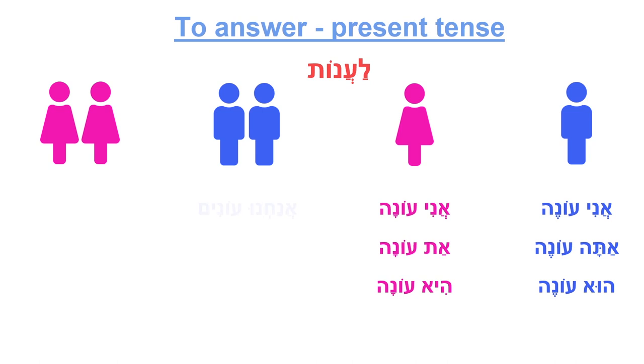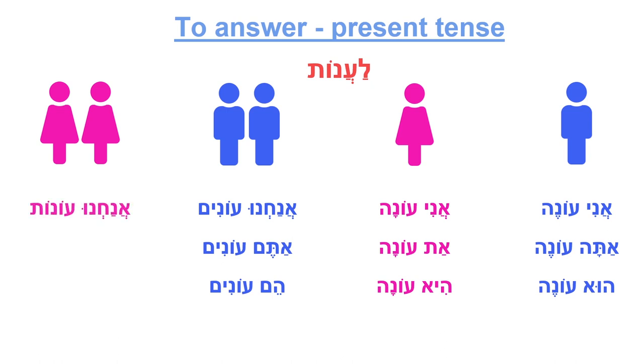Masculine plural. Anachnu onim, atem onim, hem onim. We answer, you answer, they answer. Feminine plural. Anachnu onot, aten onot, hen onot. We answer, you answer, they answer.